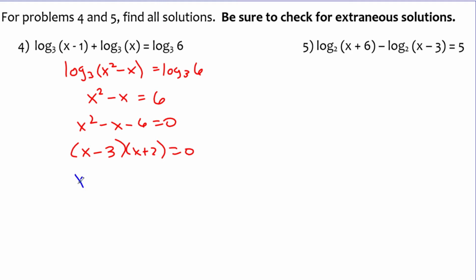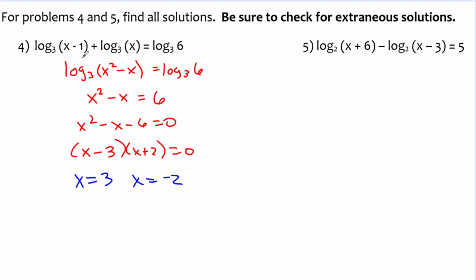Our solutions here are 3 and -2, okay? If I check 3, I'm fine. And again, if you're unsure about how to check for extraneous solutions, here's the idea. I cannot log 0, and I cannot log negative numbers, which means when I plug in the 3, I'm checking whether the inside of the log simplifies to 0 or a negative. And if it does, I have to throw that away.